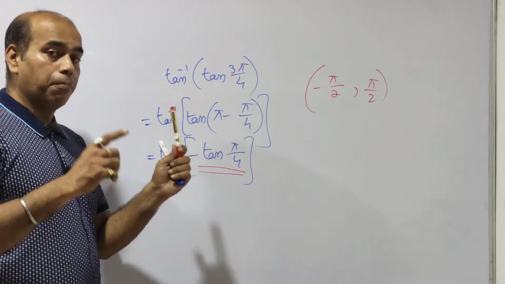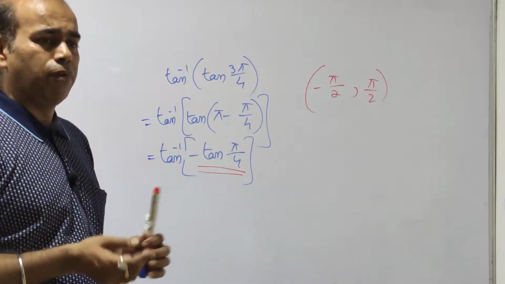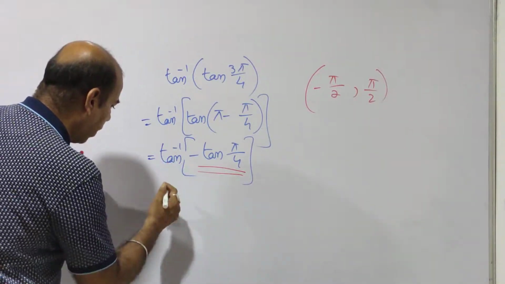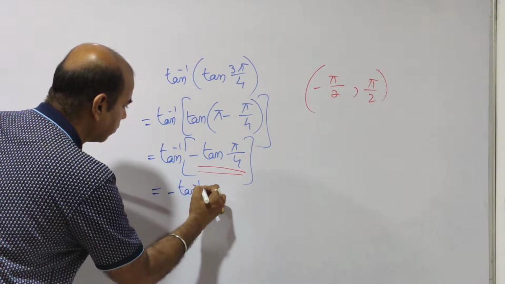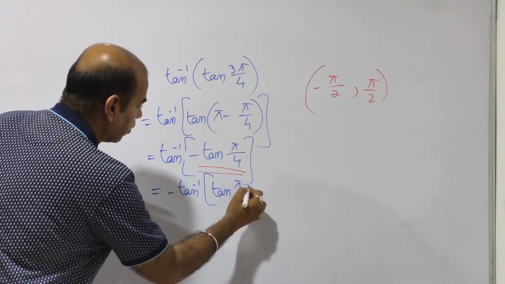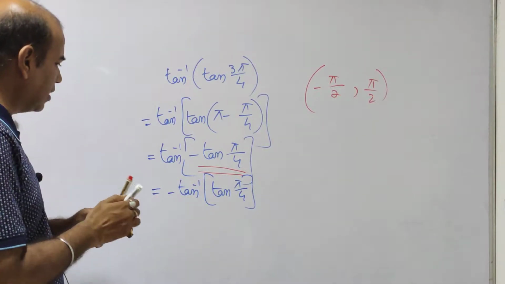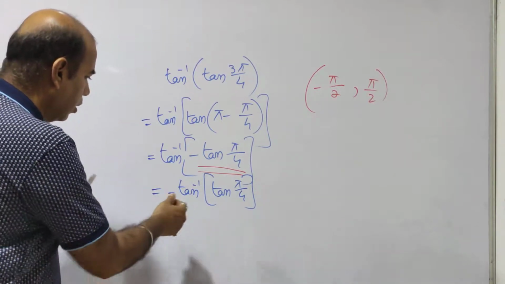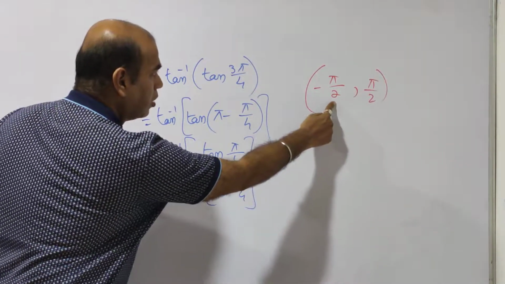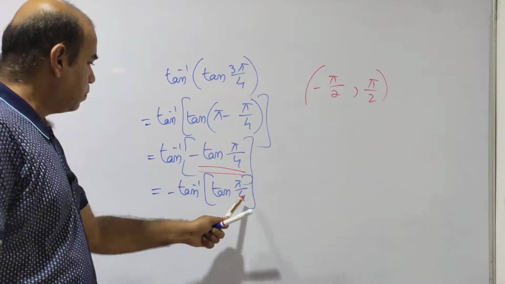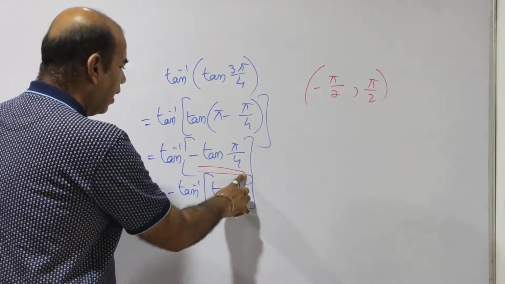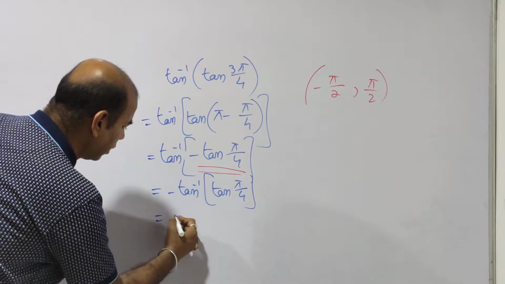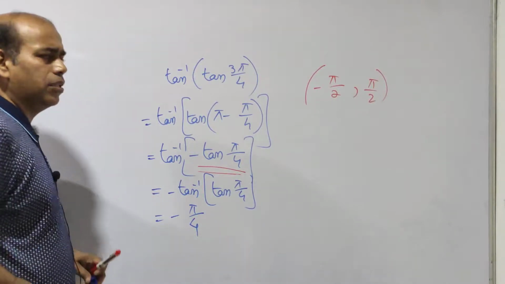But tan inverse of minus x, I have explained the formula in my first video, that tan inverse of minus x is simply minus tan inverse x. So I am getting minus tan inverse tan pi by 4. Now this pi by 4 is lying in the range of tan, so I can easily remove tan inverse and tan. So the answer will be minus pi by 4.